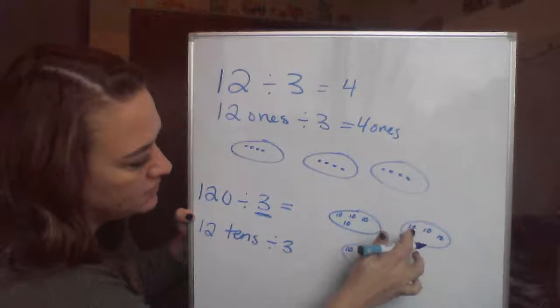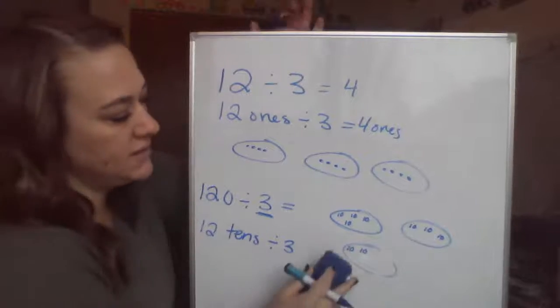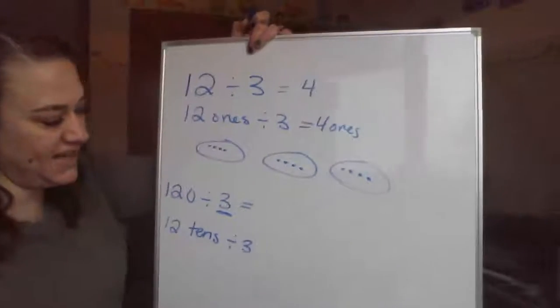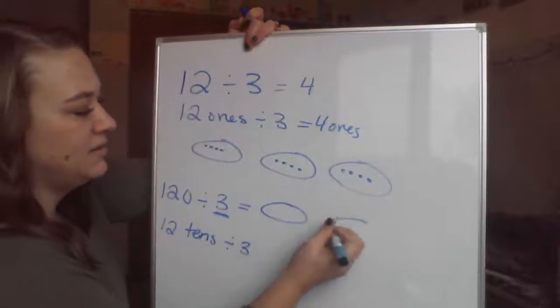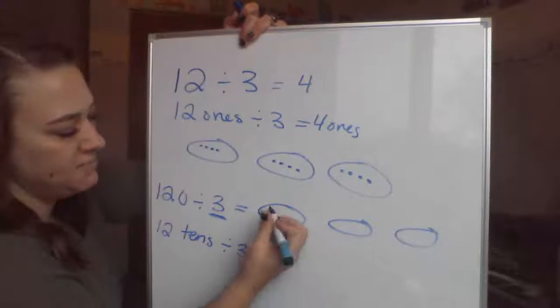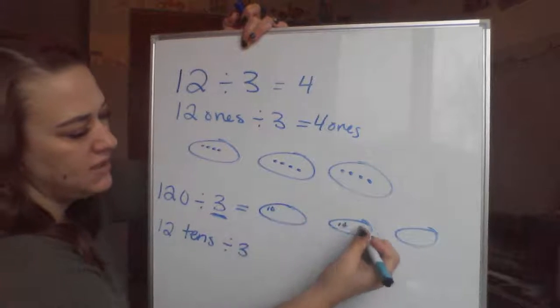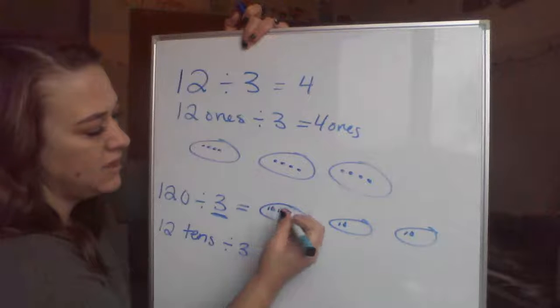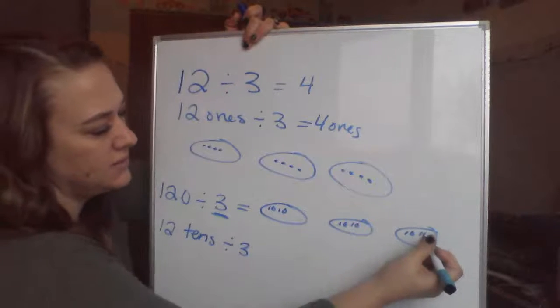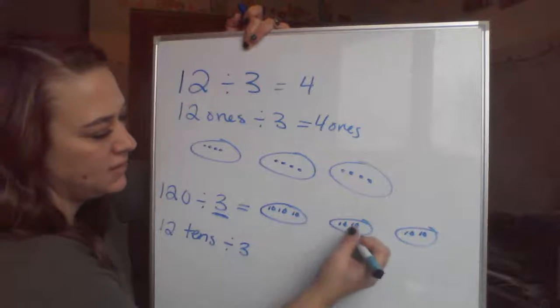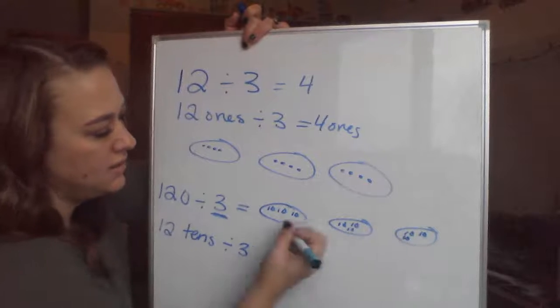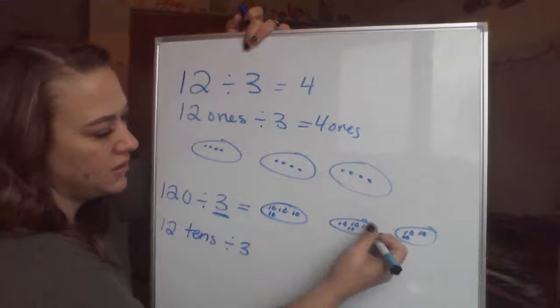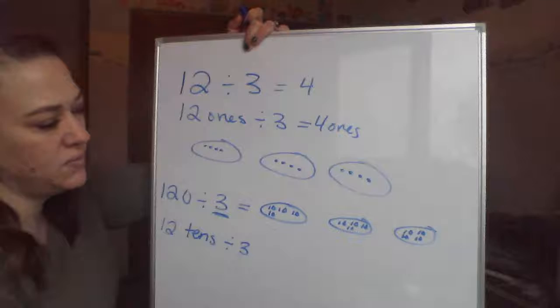Oops, I skipped this one. Oh my goodness gracious, you guys. Let's try that again. There's my 1, 2, 3. Okay. 10, 20, 30, 40, 50, 60, 70, 80, 90, 100, 110, 120.